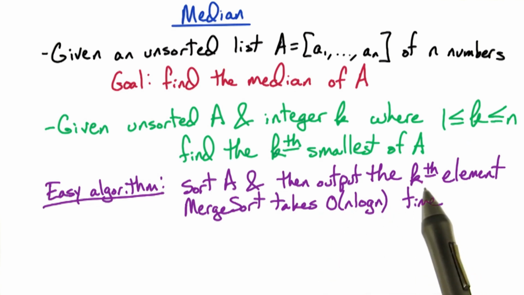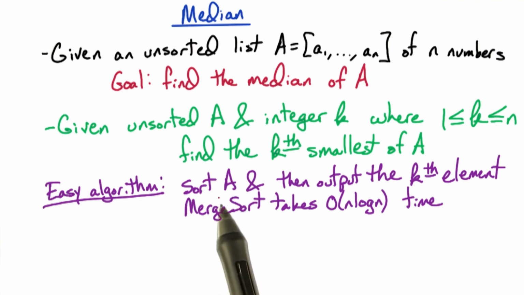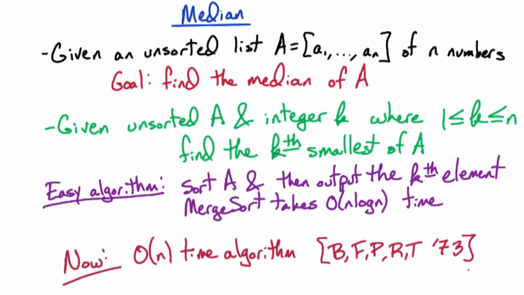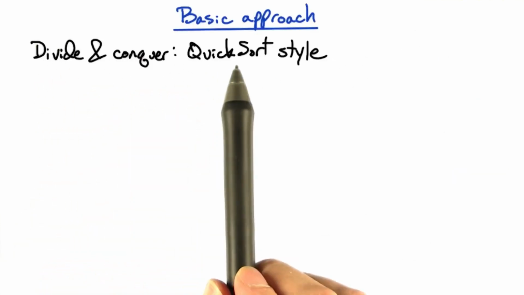Now, is it possible to find the k smallest without first sorting A? That's what we're going to do now. In fact, we'll find the k smallest in order n time instead of order n log n time. What we're going to do now is this very clever divide and conquer algorithm for finding the k smallest in order n time. This algorithm is due to Blum, Floyd, Pratt, Rivest, and Tarjan from 1973. The story is that they figured it out over lunch. Once you see the algorithm, and it's quite clever, it'll be quite impressive that they just figured this out over one lunchtime.